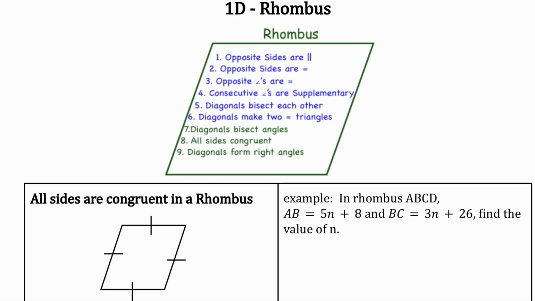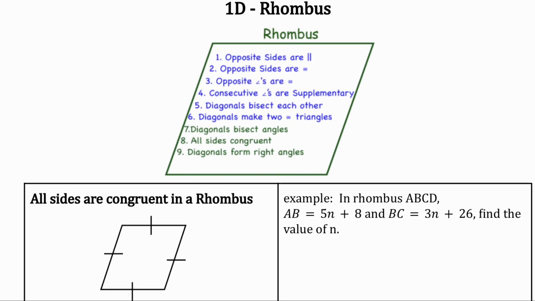Take a look at a rhombus and the properties of a rhombus. Now, an important thing to know is a rhombus is a type of parallelogram. It just has some slightly more specific properties. So a rhombus still has opposite sides that are parallel, still opposite sides that are congruent, angles that are congruent, consecutive angles that are supplementary, diagonals that bisect each other, and a diagonal will make two congruent triangles. So those six properties of a parallelogram still exist for a rhombus.